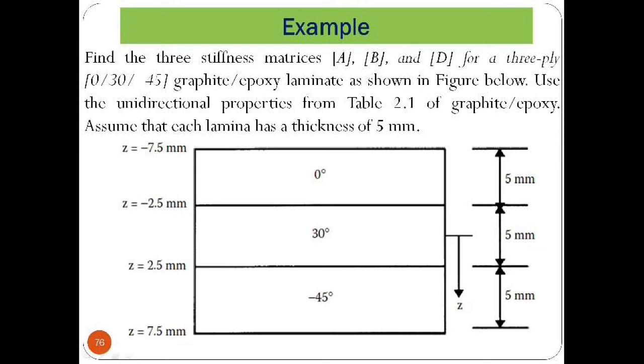This is the same table we had used in the previous numericals which we had solved in module 2 as well. And the thickness of each lamina is being considered as 5 mm. So uniform thickness for each lamina has been provided over here, and later on we'll see how different thickness lamina can be provided in order to fabricate a laminate. So now we'll solve this numerical.